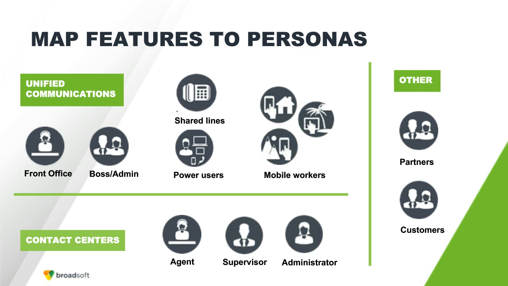Next, we look at shared lines. So shared lines are, for example, hot desking, where you've got a bank of phones where visiting employees from other offices can sit. And then we have to take into consideration power users. These are typically users that will have a soft client, a high-performance desk phone, and a mobile client. And the last persona of typical unified communication consumers that we see are mobile workers. These can either be road warriors or just people who work in home offices.